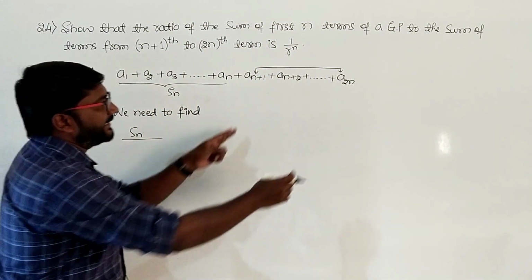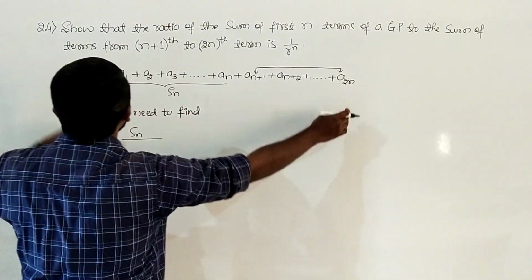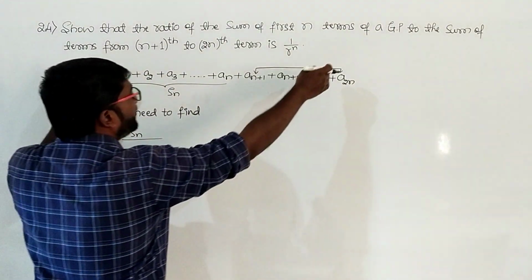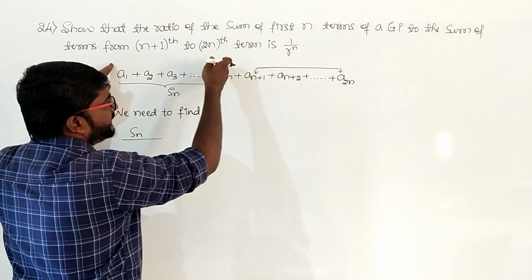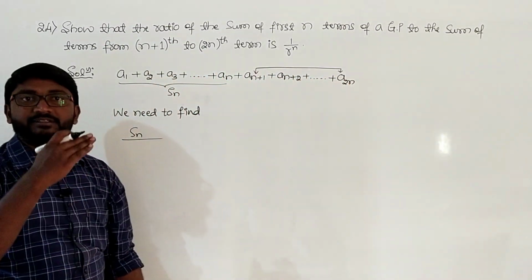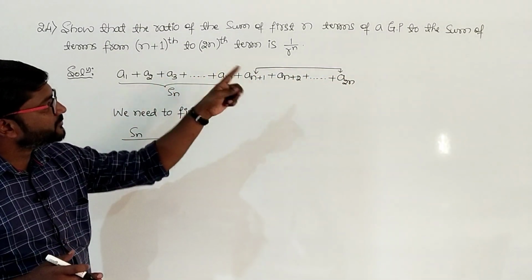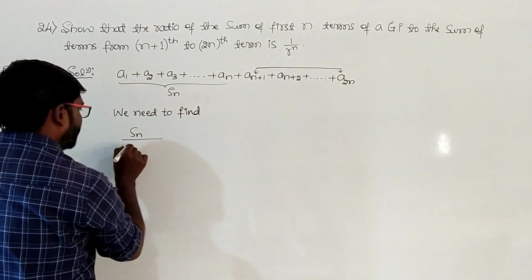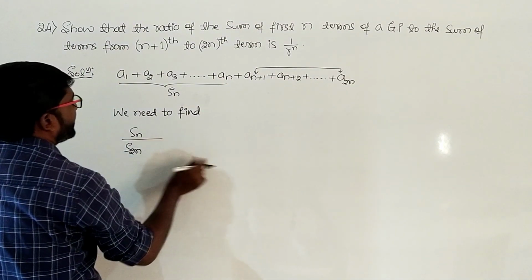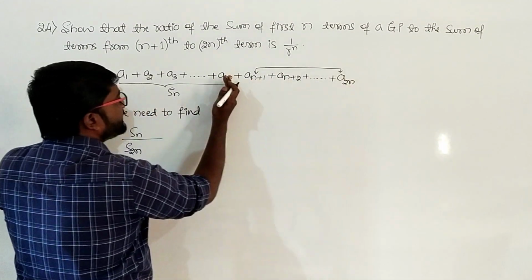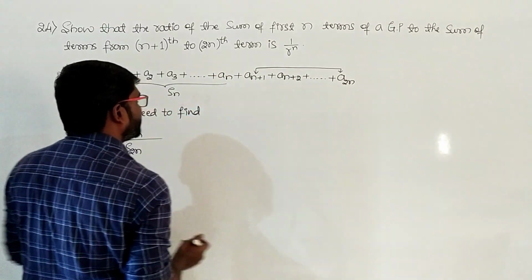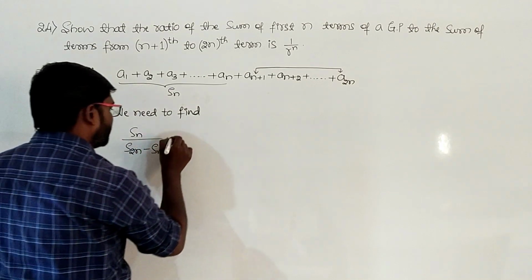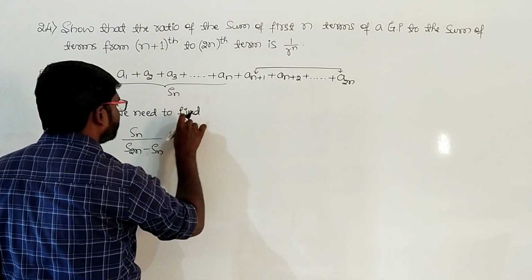What I do is, I need this sum. So, I take the overall sum from A1 to A2n, that is going to be S2n. In the overall, if you subtract this part, we are going to have the sum of the last part, that is n plus 1th to 2nth term. So, this portion can be written as S2n minus Sn, which is equal to, what is Sn here?